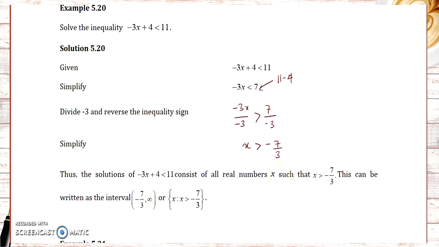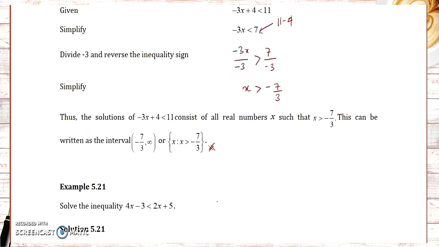Thus the solution of the given inequality consists of all real numbers x such that x is greater than negative 7 over 3. This can be written as the interval from negative 7 over 3 to infinity, or we can write it as a set, where x is greater than negative 7 over 3. Okay, let's move to the next example.